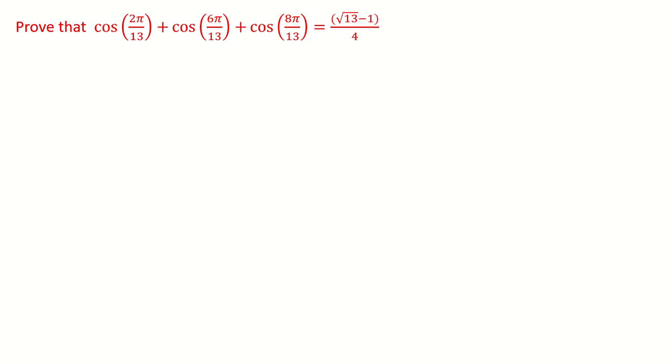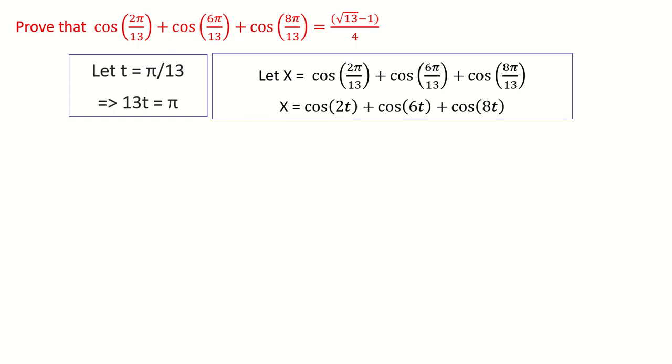Okay, so let's solve. First, for simplification, let pi by 13 we'll call t, which means 13t equal to pi. Remember this throughout this problem. The given LHS I am calling x, which is cos 2 pi by 13 plus cos 6 pi by 13 plus cos 8 pi by 13. So for simplification, x equal to cos 2t plus cos 6t plus cos 8t.